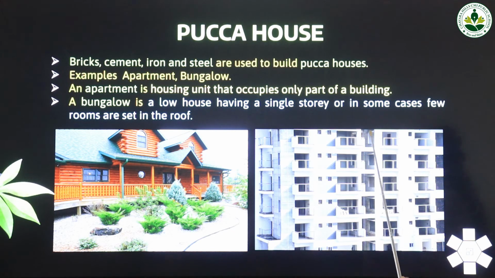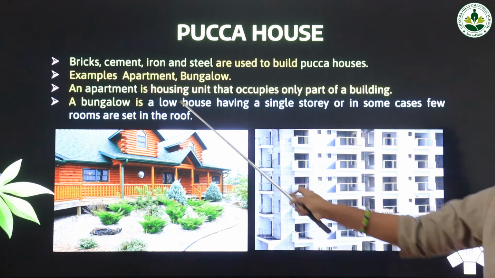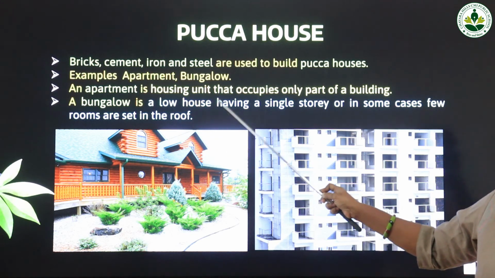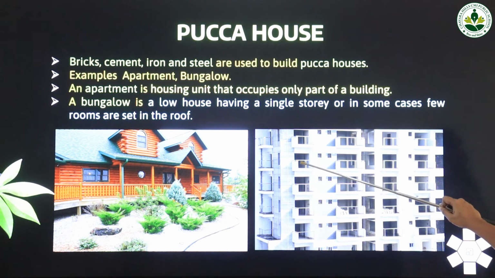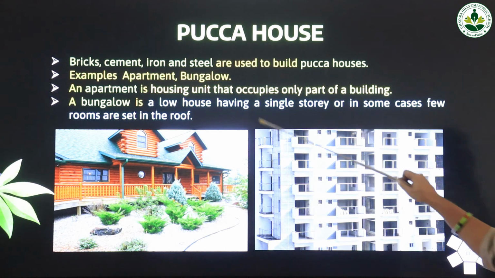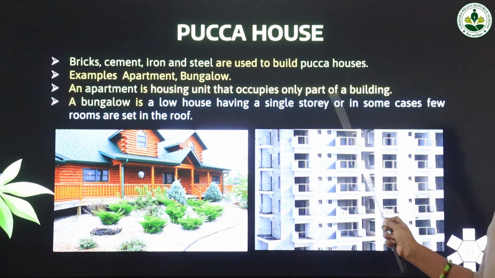So in an apartment there are a number of small apartments. Means this is a big flat and a number of families can live together as separate apartments. Now an apartment is a housing unit that occupies only part of a building. So this is the building and this can be one apartment, this can be another apartment, here another apartment, like that. We can have separate housing units.